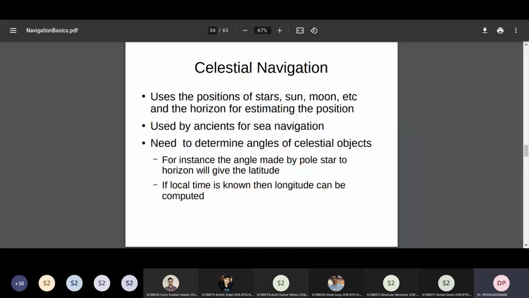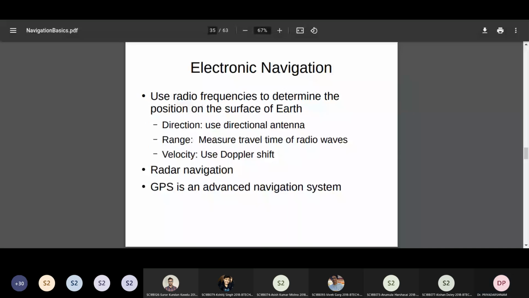I'm simply skimming through because these are just introductory things. In the case of electronic navigation, you use radio frequencies. If you use a directional antenna, and you have many sources of radiation, then if you can receive from a particular direction, you can understand from which direction it is. Of course, you have to encode it, since different frequencies can represent different directions.